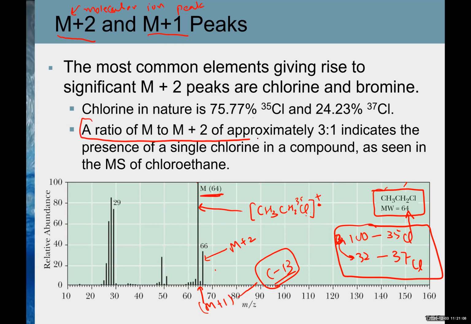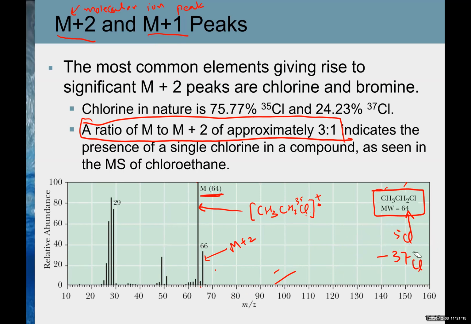The ratio of M to M plus 2 is 3 to 1. See these two peaks, the big peak and the M plus 2 peak. It's almost a 3 to 1 ratio. So this 3 to 1 ratio indicates the presence of chlorine, because chlorine is the only atom whose isotope ratio is 1 to 3. Okay.